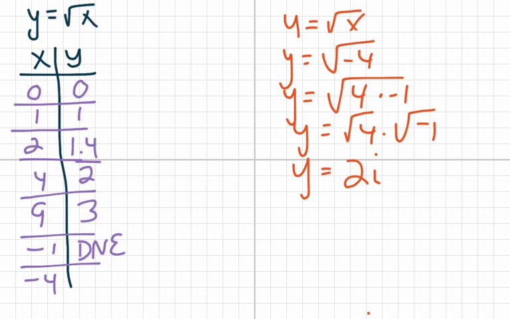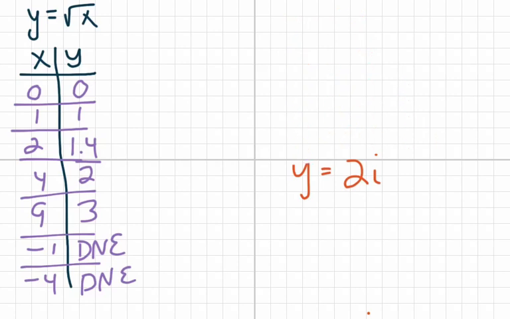And then once again, we end up with this complex imaginary number, and there's no way to graph that. And so on my table, I'm going to go ahead and put DNE there. All right, so there's my scratch work.